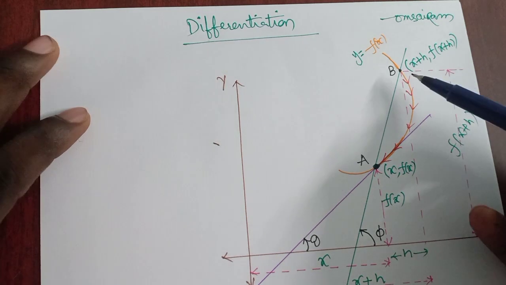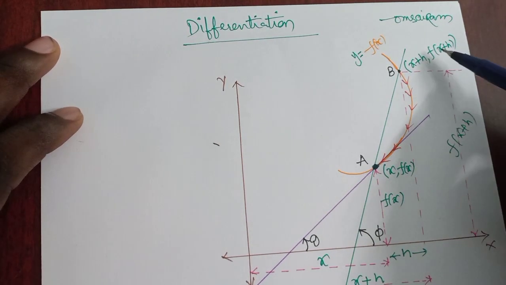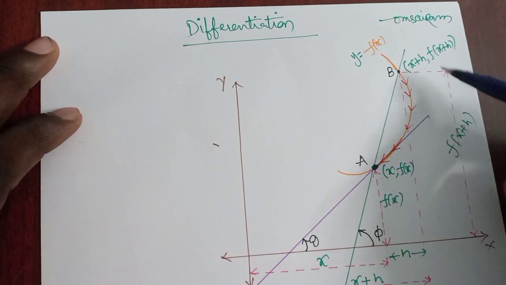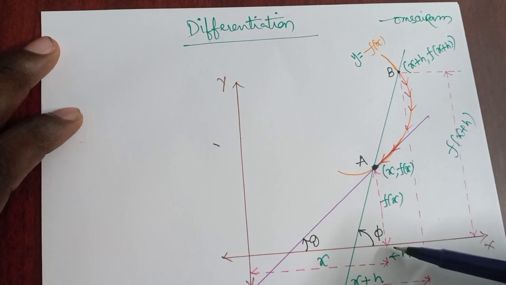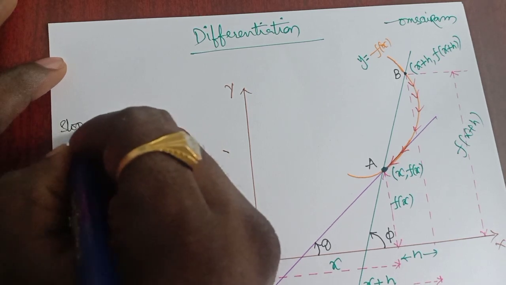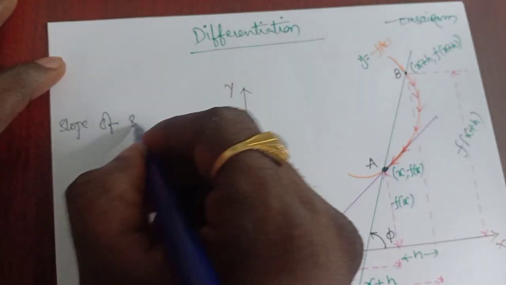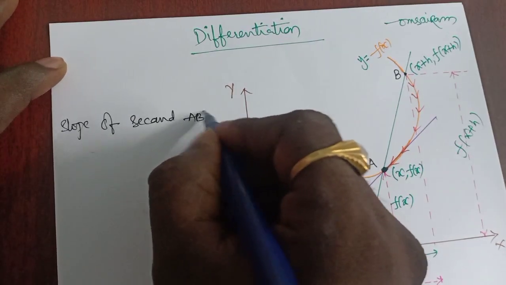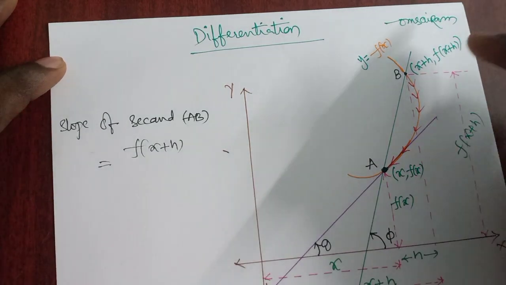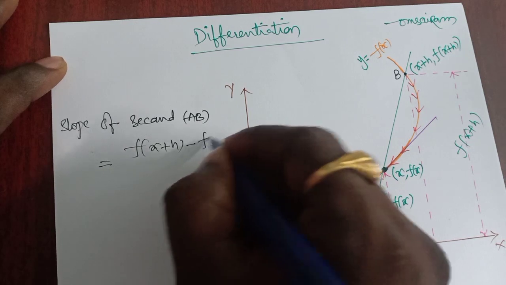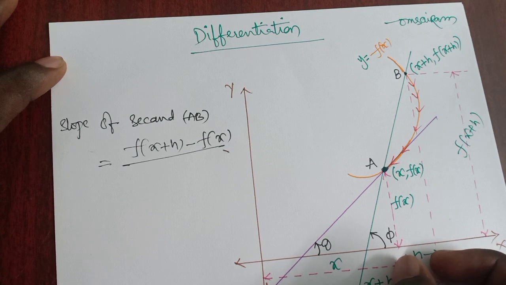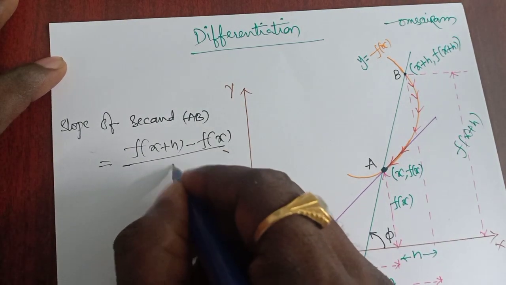Now clearly, what is the slope of the secant AB? It is y2 minus y1 by x2 minus x1, which means y2 is f of x plus h minus f of x, divided by x plus h minus x, which means the difference between these two is h. So the slope of secant AB is equal to f of x plus h minus f of x divided by h.